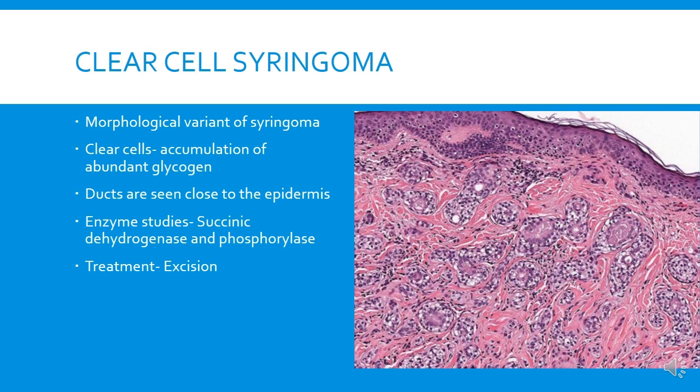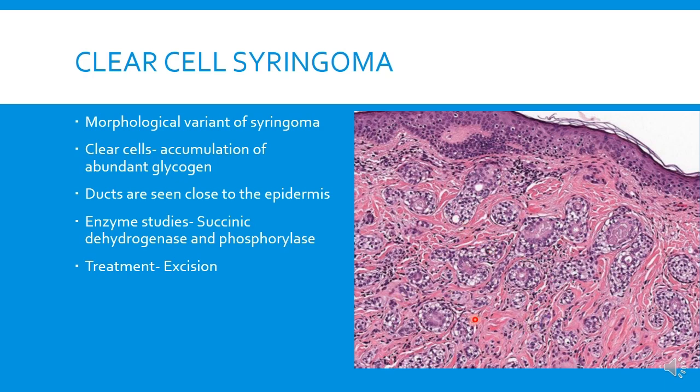Next entity is clear cell syringoma. If you recall, of the three C's associated with eccrine and apocrine tumors, one is clear cell appearance, one is cuboidal or columnar cells, and another is cystically dilated ducts. So in this tumor, we have these numerous symmetrical ducts, which are reaching higher up close to the epidermis, and these ducts have a double layer of cuboidal or columnar cells with clear cytoplasm.